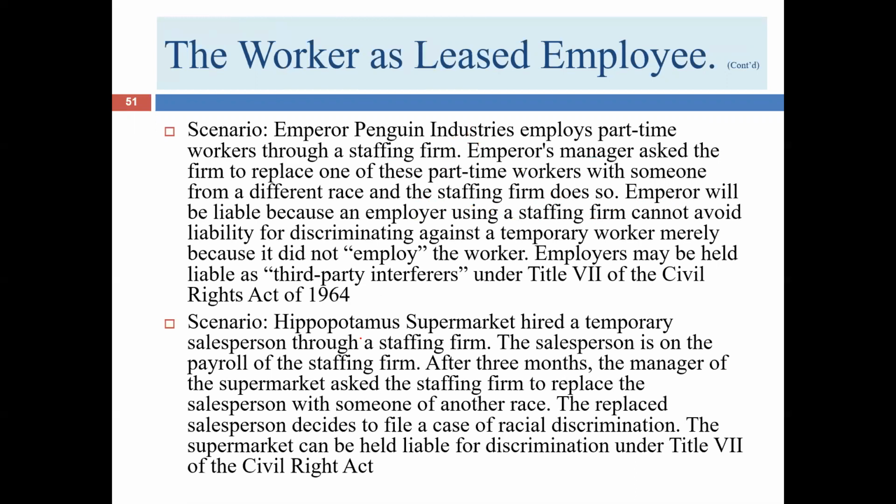Let's look at the next one. Hippopotamus Supermarket hires a temporary salesperson through a staffing firm. So again, we're back to the Kelly Girl scenario. Another company like this is called Manpower, but there's lots of them. Those are just 2 examples. The salesperson is on the payroll of the staffing firm, so it's not actually a record of being an employee for Hippopotamus Supermarket. After 3 months, the manager of the supermarket asks the staffing firm to replace the salesman with someone of a different race. The replaced salesperson decides to file a claim of racial discrimination. The supermarket can be held liable for discrimination under that situation, and so can the staffing firm.